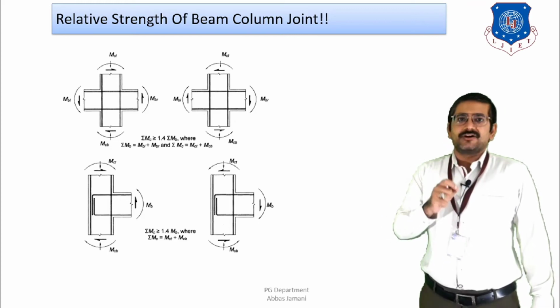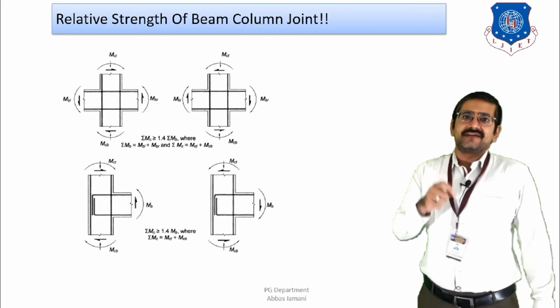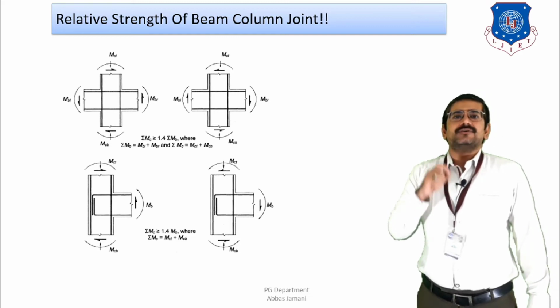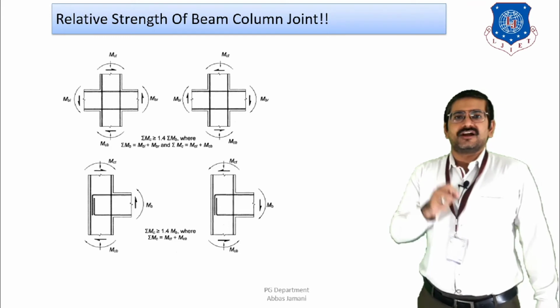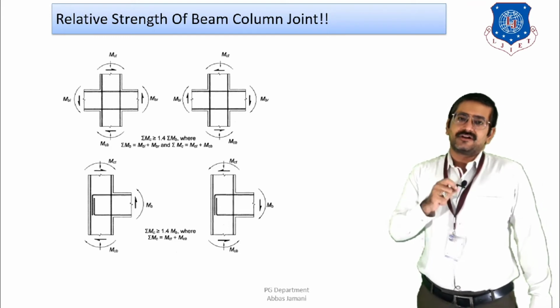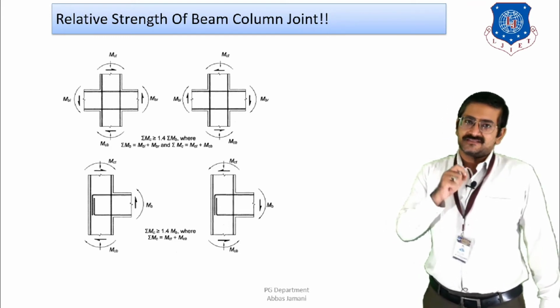Right? So when I am talking about a gravity column, a gravity column is a column that is going to carry only axial load. It will not carry any moment. Right? That particular column is known as a gravity column as per IS 13920.